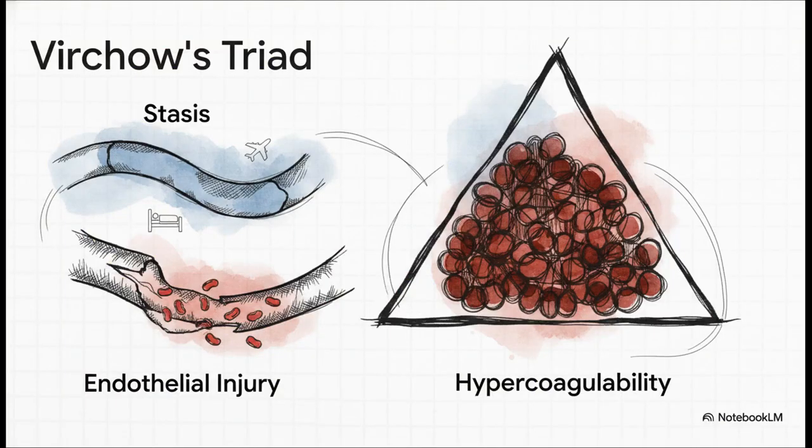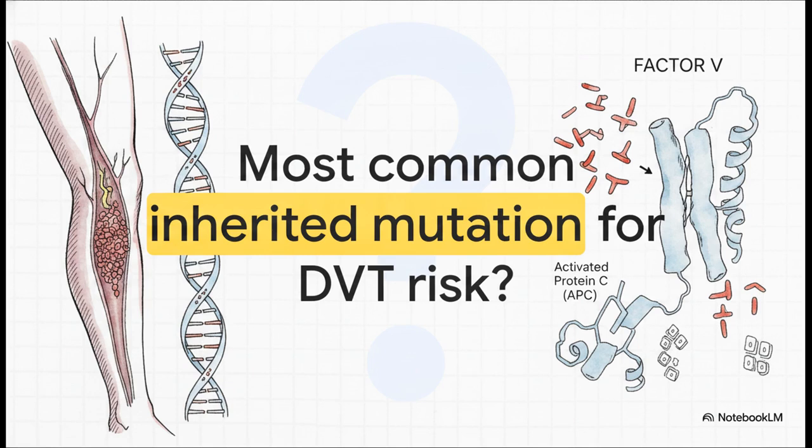Virchow's triad is the absolute cornerstone for understanding VTE risk, and it's built on 3 pillars. First up, stasis. Think about immobility, like being stuck in bed or trapped on a long-haul flight. Second, endothelial injury. This happens when physical trauma or surgery damages the actual vessel wall. And third, hypercoagulability. These are conditions that make your blood abnormally prone to clotting, like an active malignancy or certain genetic mutations. Speaking of genetics, question 6.